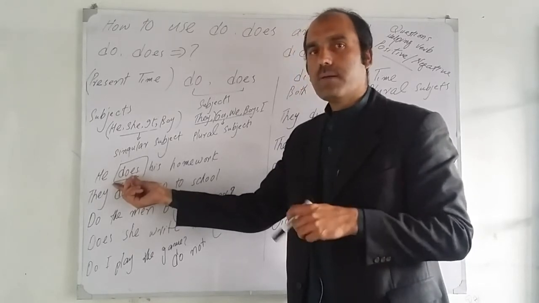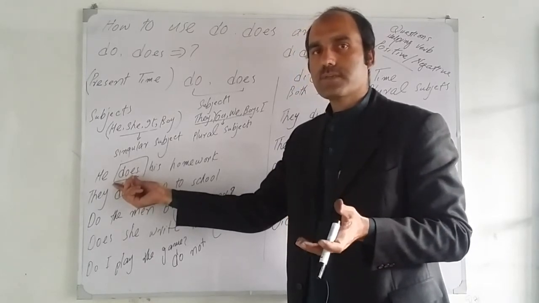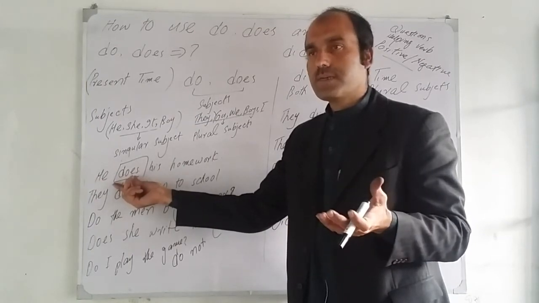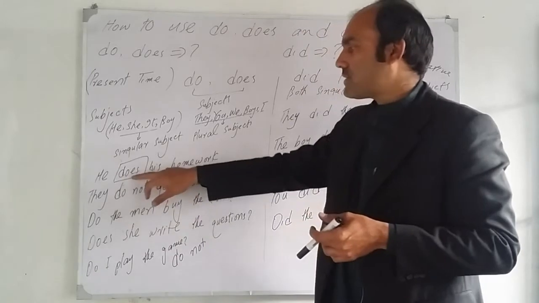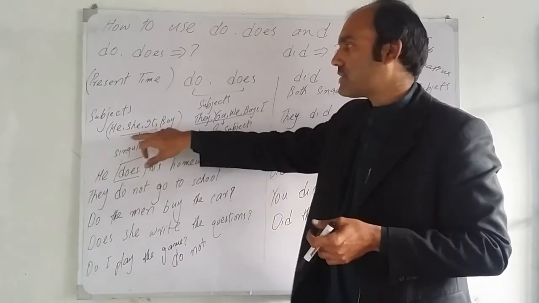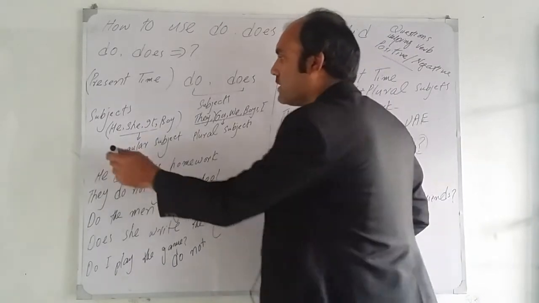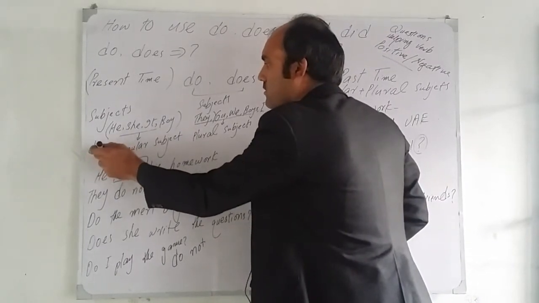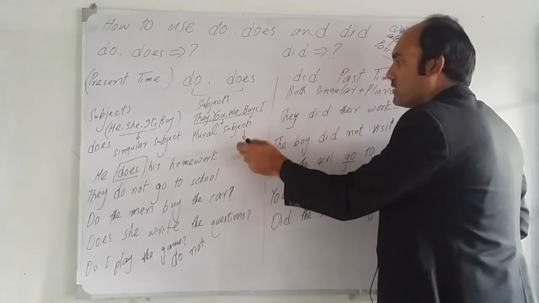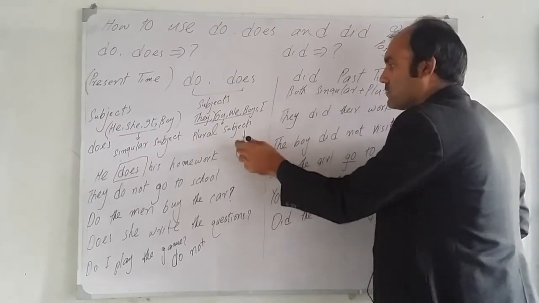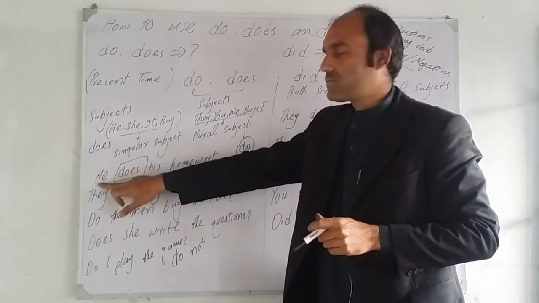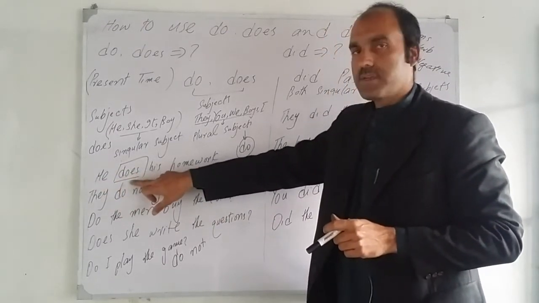Why have I written does, why did I not write do here? This is because my subject is singular. For a singular subject you can use does, and for a plural subject you can use do. So here my subject is singular, so therefore I put does here.